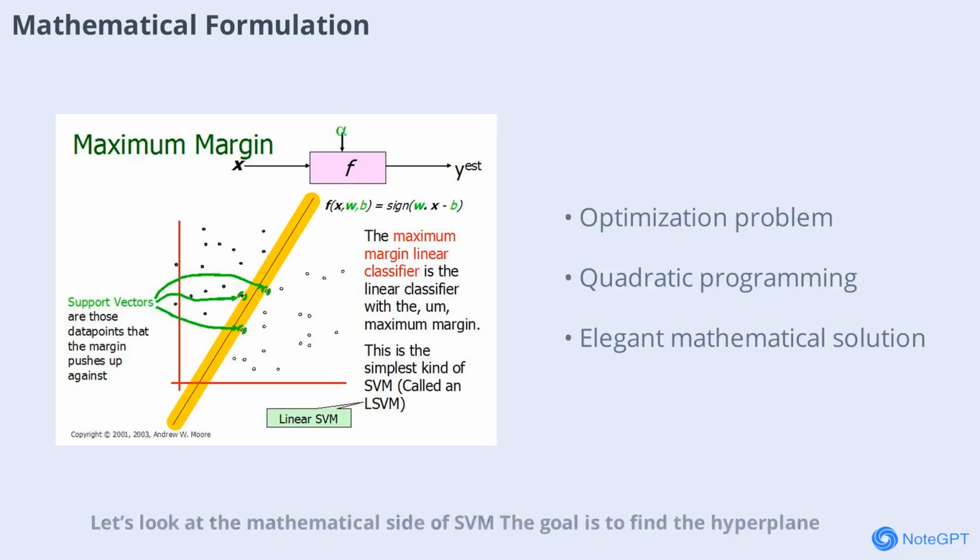Let's look at the mathematical side of SVM. The goal is to find the hyperplane that separates the data with the largest margin. This involves solving an optimization problem, where we minimize the norm of the weight vector while ensuring that all data points are correctly classified. The solution requires quadratic programming and introduces concepts like Lagrange multipliers.